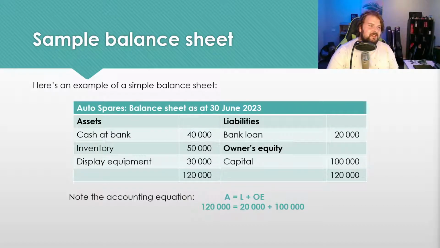So you can see that it actually balances out because the cash that the business has, the inventory that we have, and the display equipment can only come from two sources. It can either be purchased by the bank loan that we got, or it can be given to the business through the owner. Okay? So that's how it's always going to balance.